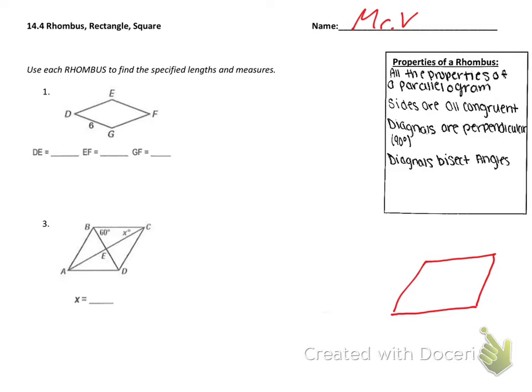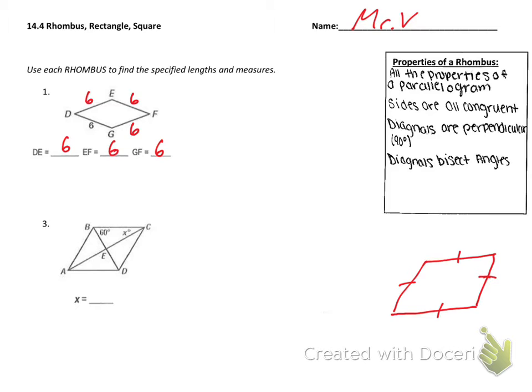So the properties of a rhombus: all the properties of a parallelogram. What that means is all sides are congruent. So these sides are all congruent, right? That would answer our first one, right? If DG is 6, GF is 6, EF is 6, and DE equals 6.